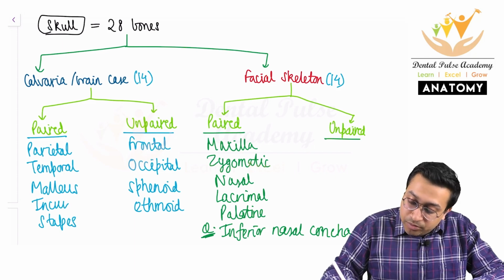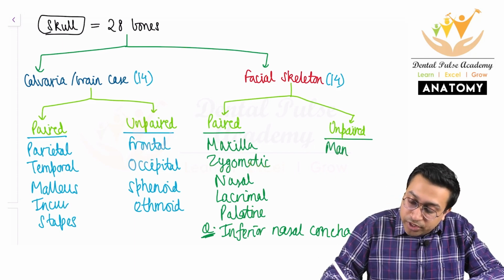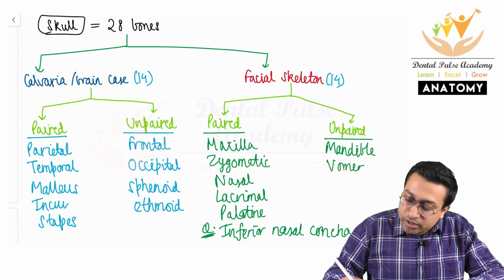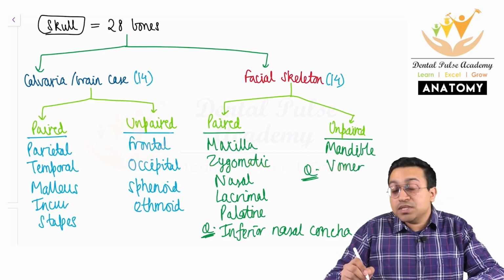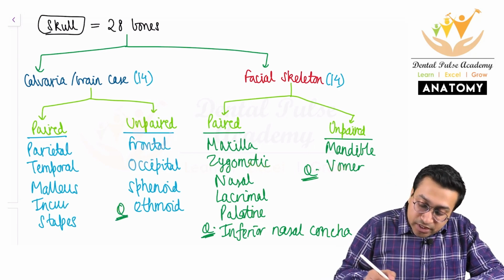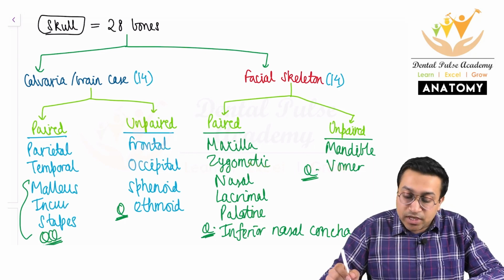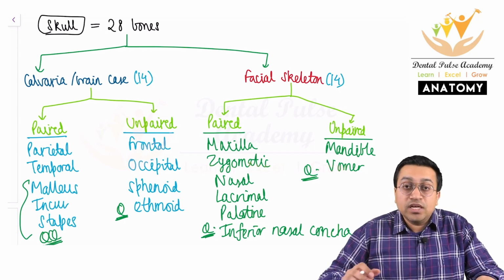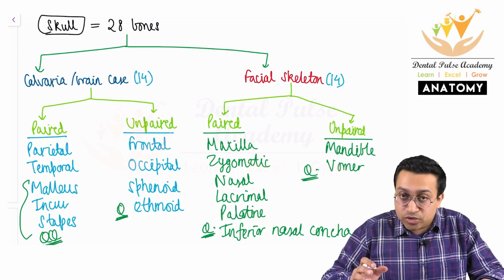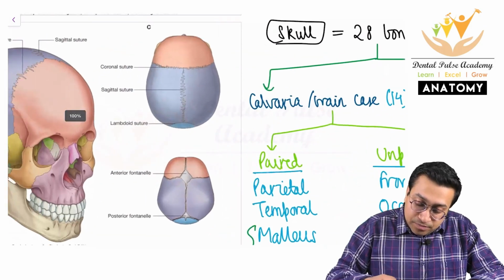And the unpaired bones, what are they? Very easy. One is the mandible, you already know, and the other one which you always forget is the vomer. So please remember the vomer bone, the ethmoid bone in this category, and the three paired ear ossicles. All these are MCQs which are often asked regarding the nomenclature of the bones, at least. Then let us see the images.